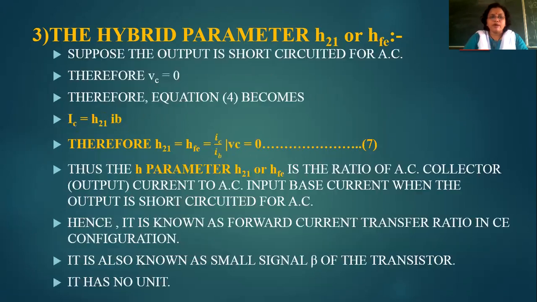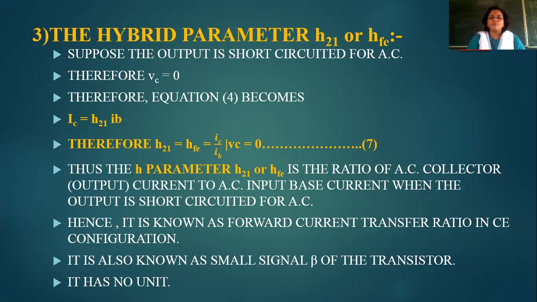Now we see the next parameter, the hybrid parameter H21 or HFE. For that purpose, suppose the output is short circuit for AC. Therefore VC is equal to 0. Therefore equation 4 becomes IC is equal to H21 IB. Therefore H21 is equal to HFE is equal to IC upon IB, in this condition VC is equal to 0. Call it equation number 7.